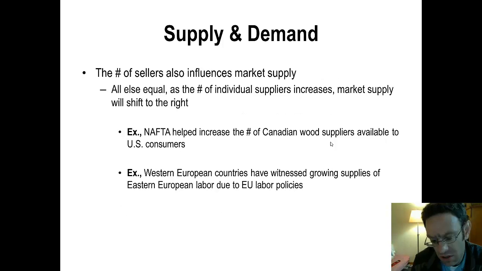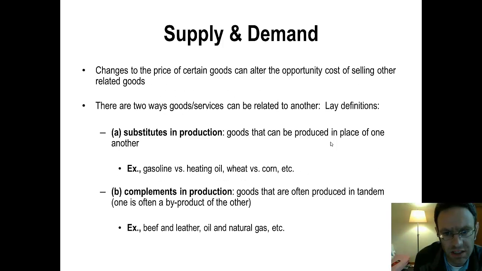As is maybe obvious to a lot of us, as the number of sellers in the marketplace rises, we're going to see an increase in supply, and conversely, as the number of sellers declines in the marketplace, we can expect to see a decrease in supply. Next, the price of related goods.